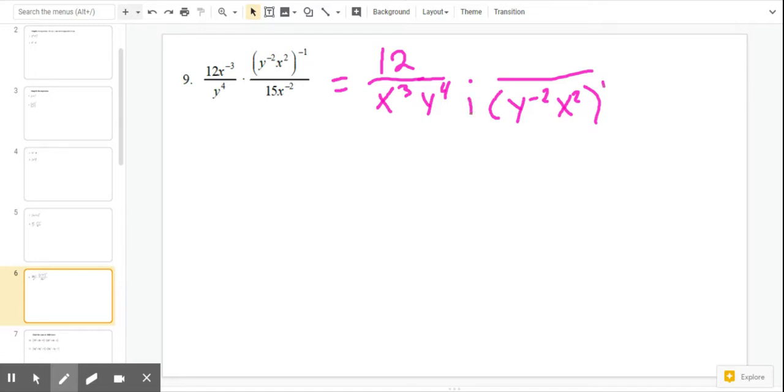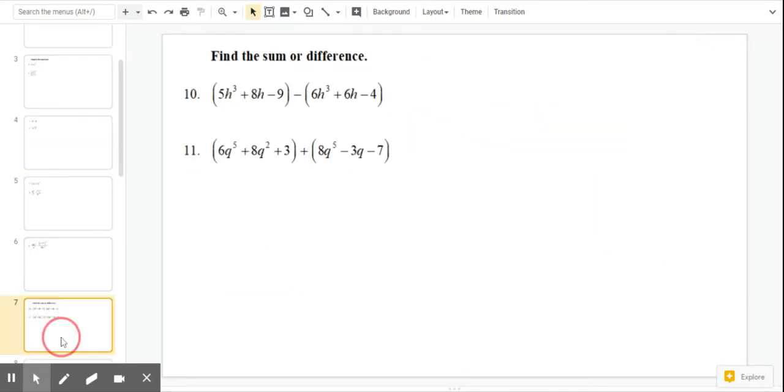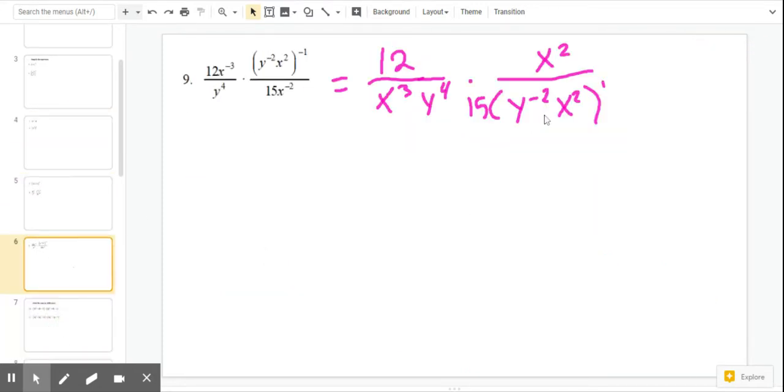15 stays where it is because it does not have a negative exponent. The x to the negative second does have a negative exponent, so I'm going to move that up top and give it a positive exponent. That's another thing you can do. We didn't do that in the last question. We didn't do that until the very end. We didn't move any of the negative exponents. We used other rules first, and that's perfectly fine. You would end up with the same answer. So for this one, we move around the negative exponents first.